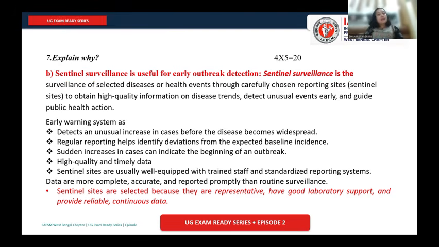The most important point is that they give us high quality and timely data, as sentinel sites are usually equipped with trained staff, good laboratories, and standardized reporting systems. So the data we get from there are more accurate, complete, and reported promptly. These sites are selected because they are representative and have a good laboratory and provide reliable and continuous data. So they will warn us of early outbreak situations.